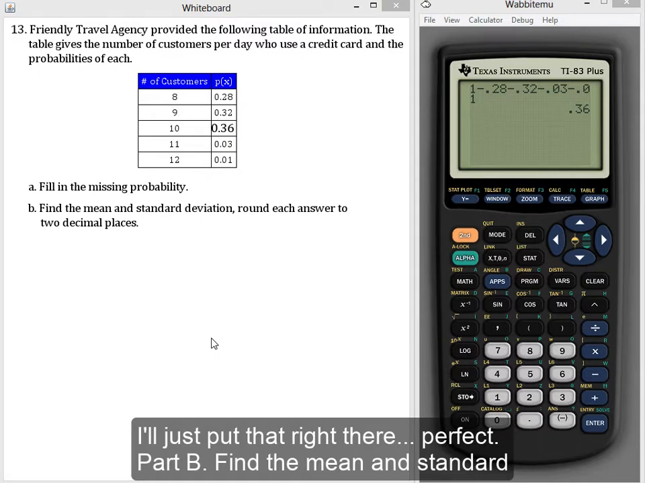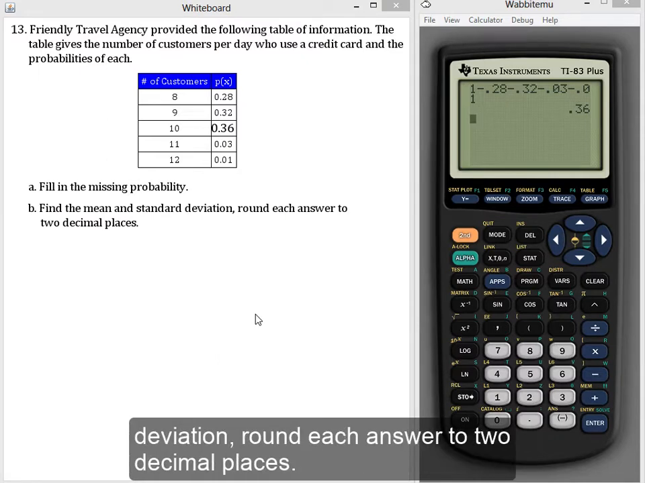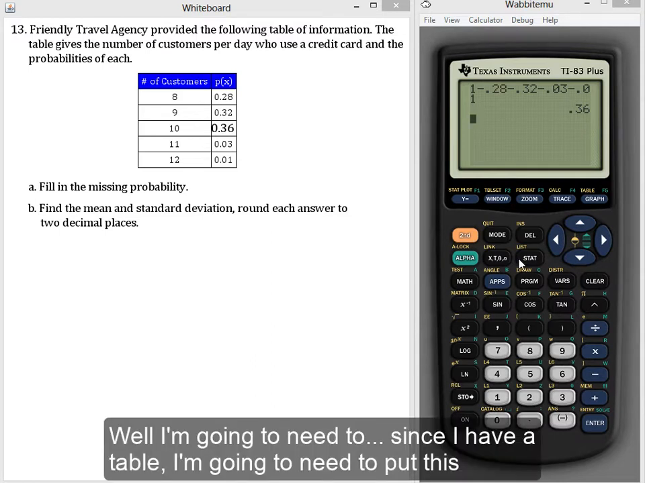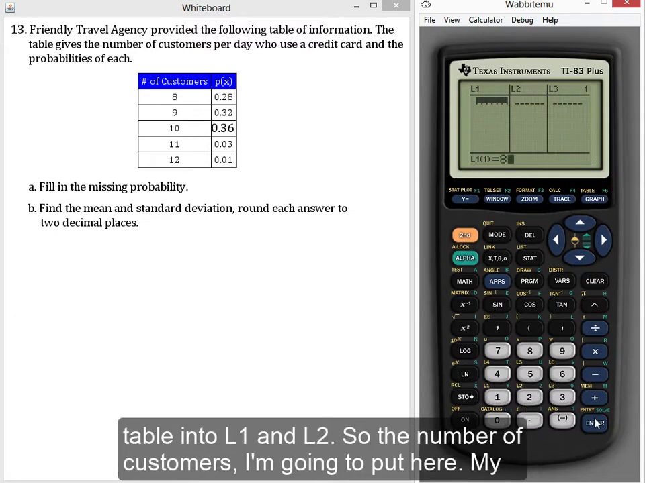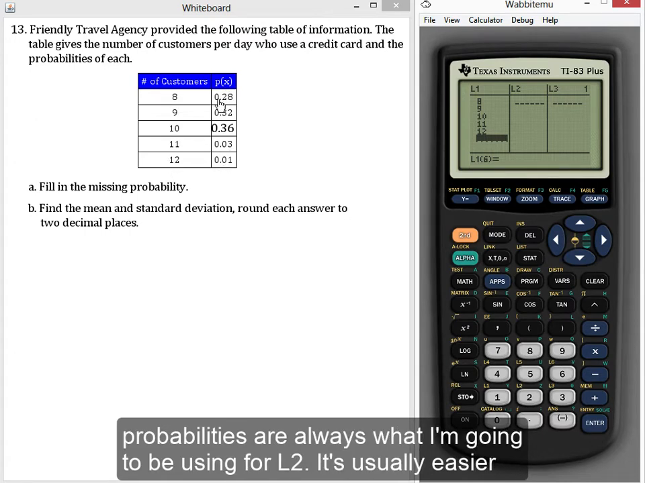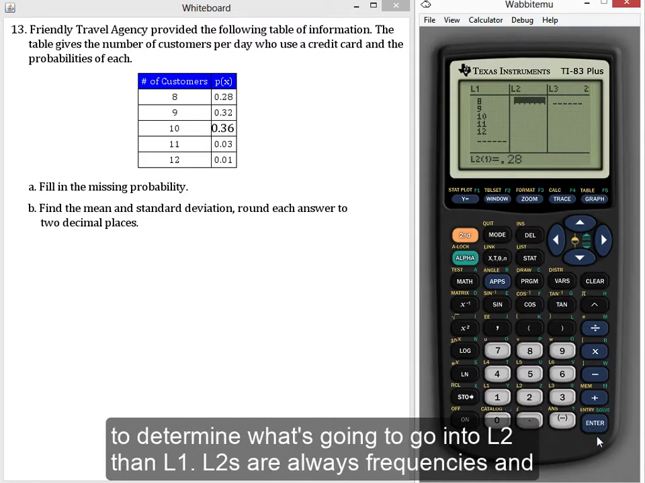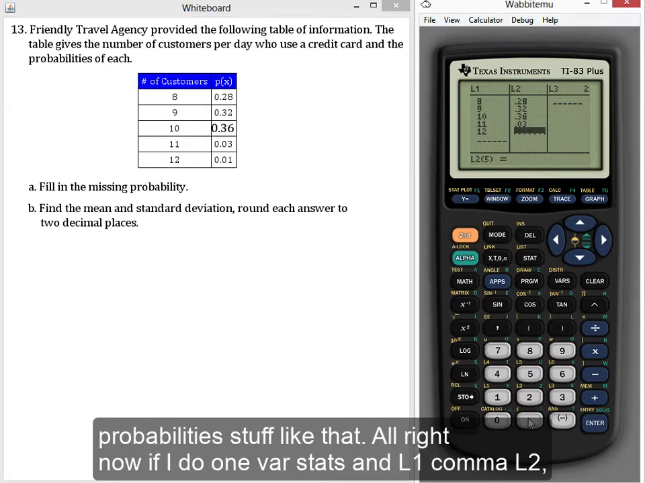Part B, find the mean and standard deviation. Round each answer to 2 decimal places. Since I have a table, I'm going to need to put this table into L1 and L2. So the number of customers, I'm going to put here. My probabilities are always what I'm going to be using for L2. It's usually easier to determine what's going to go into L2 than L1. L2s are always frequencies and probabilities, stuff like that.